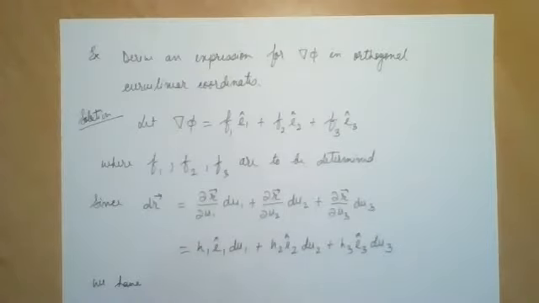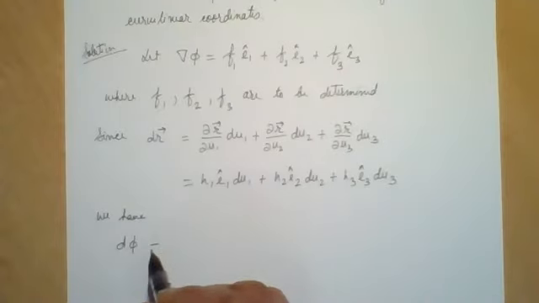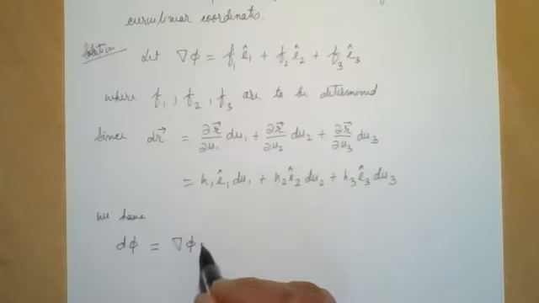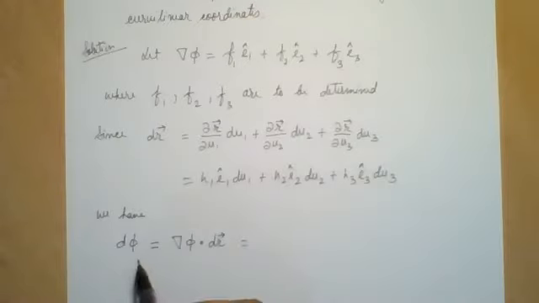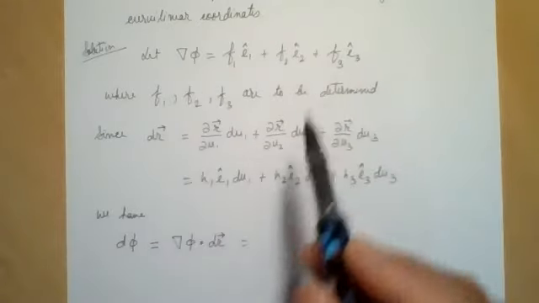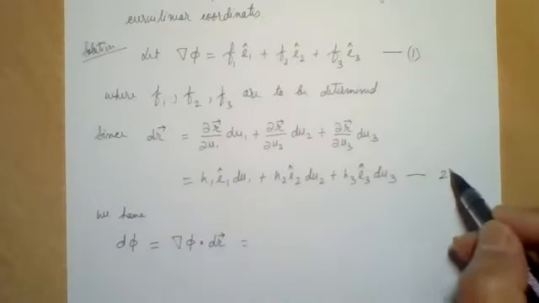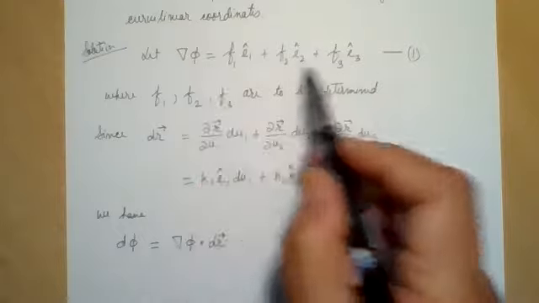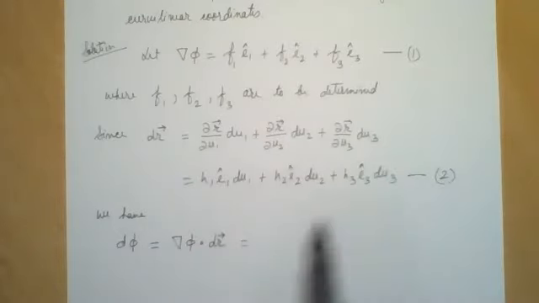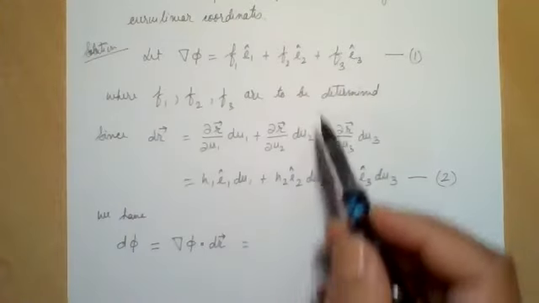Okay, so since dr is equal to this, we have d phi is equal to gradient of phi dot dr. This is the definition. Del phi is given by this, and dr is given by this. Let me call the first equation number one and the second equation number two. So I substitute gradient phi from equation one and dr from equation two, and I take their dot product.